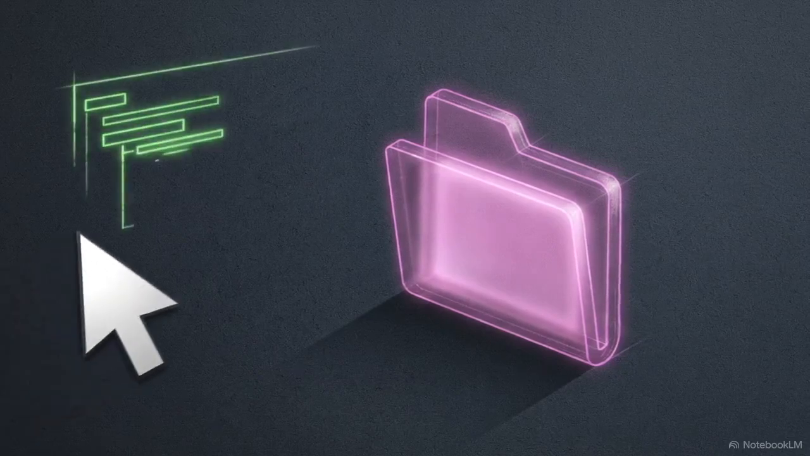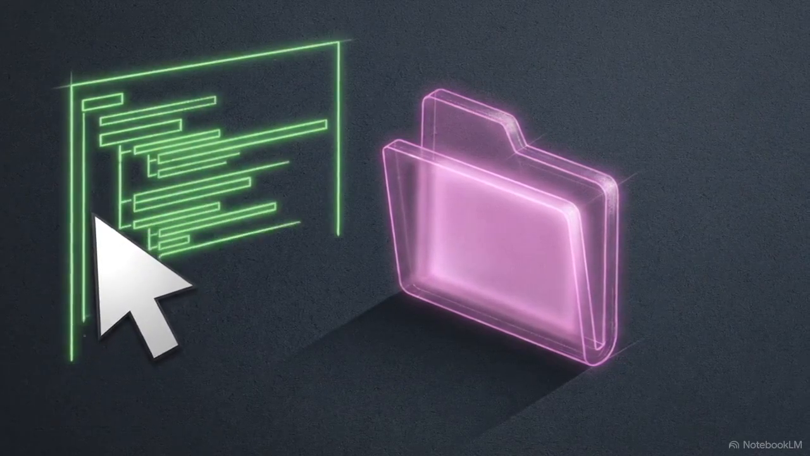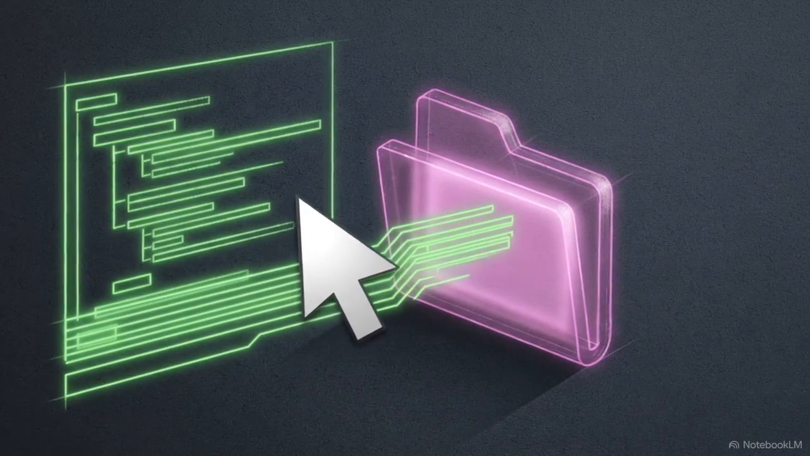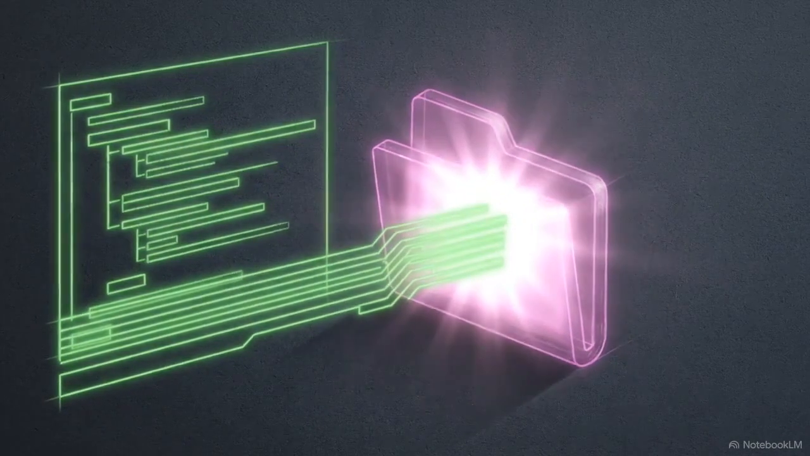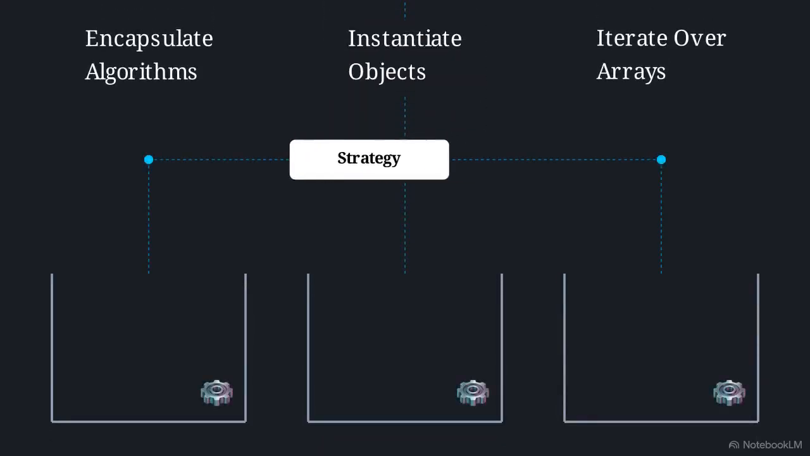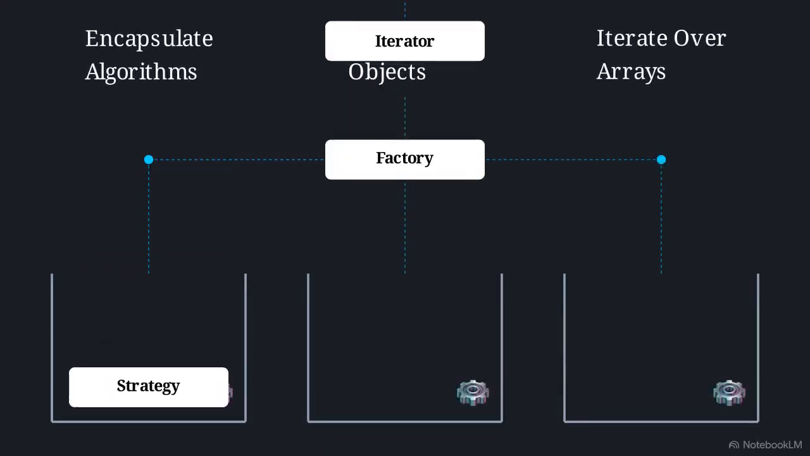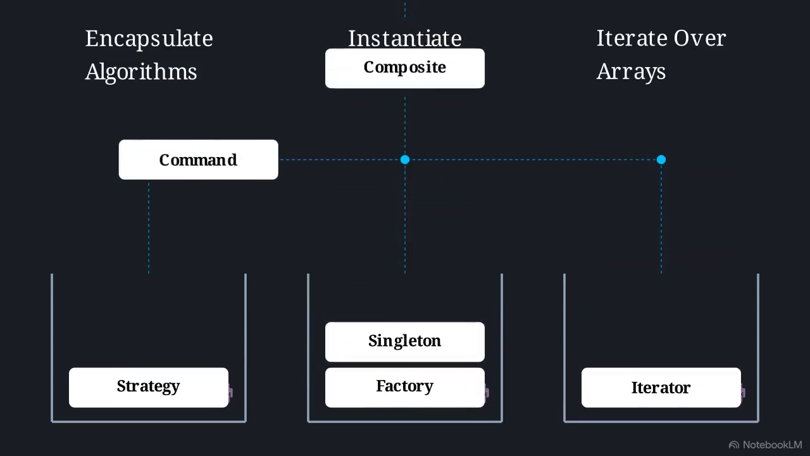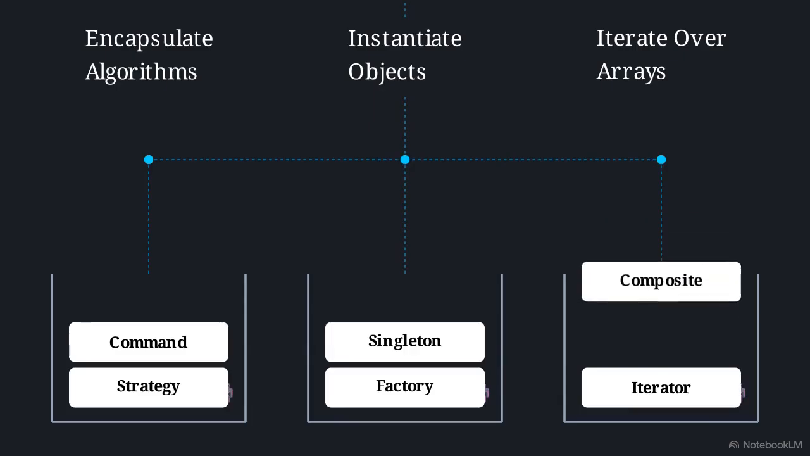Most experienced engineers arrive at a shared assumption. Implementing the classic Gang of Four design patterns will naturally yield a robust domain model. Traditional software architecture categorizes patterns by their mechanical function. We organize them by how they encapsulate algorithms, instantiate objects, or iterate over arrays.